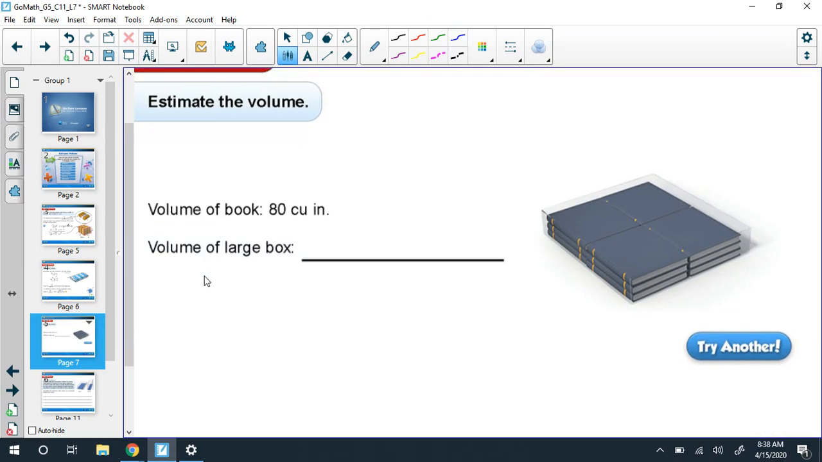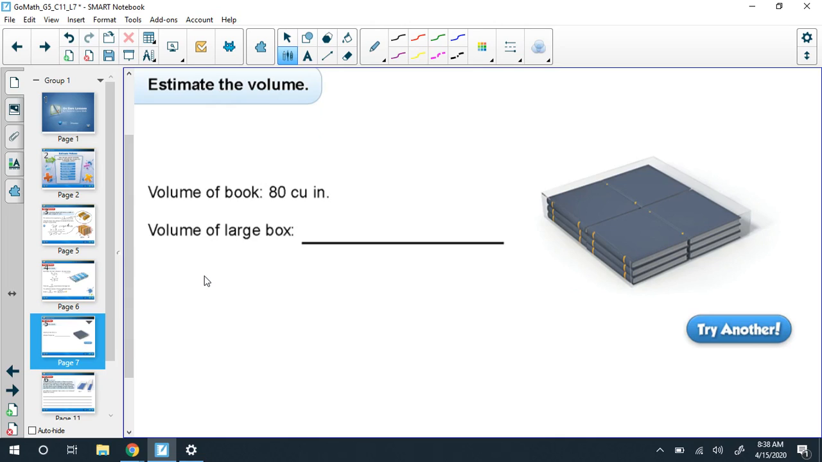All right, we have one last one that we're going to look at together. Why don't you go ahead and try to figure it out on your own, pause the video, and come back and we will see how you did.